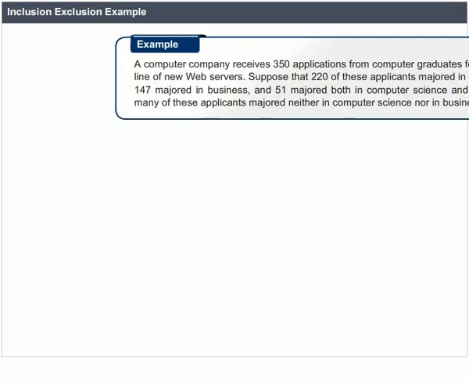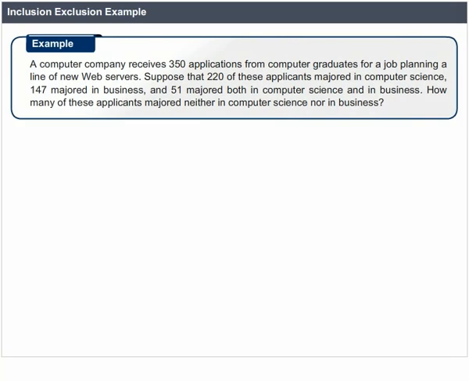A computer company receives 350 applications from computer science graduates for a job planning a line of new web servers. Suppose that 220 of these applicants majored in computer science, 147 majored in business, and 51 majored both in computer science and in business. How many of these applicants majored neither in computer science nor in business?